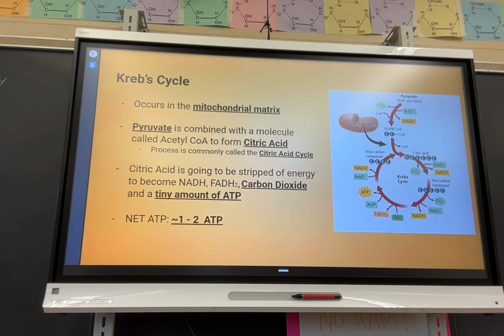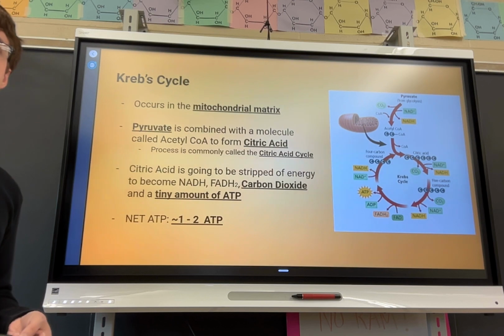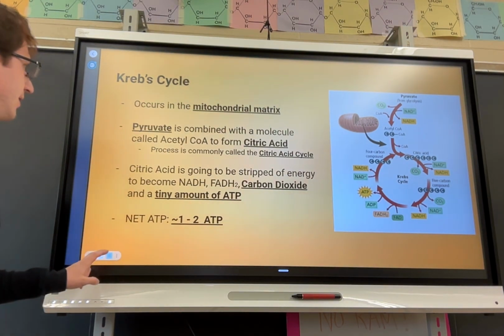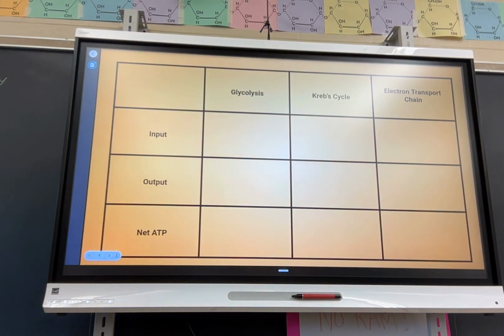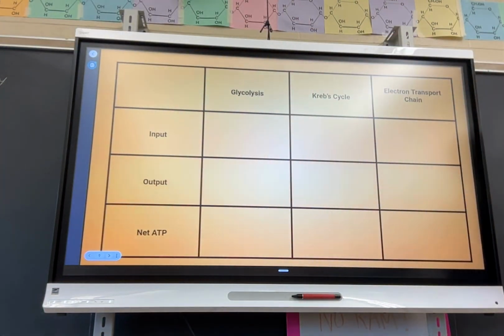Give you a couple more seconds if you need to finish up writing this. Anyone need more time? Okay. So, just like the last one, take some time, fill out the chart for the Krebs cycle. What goes in, what comes out, and how much ATP are we netting?